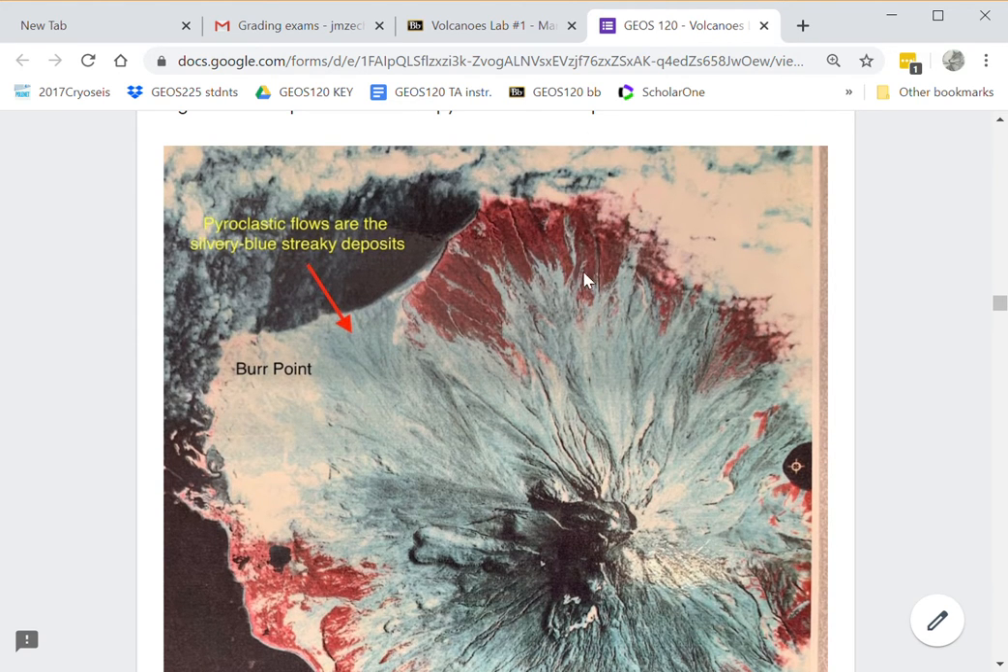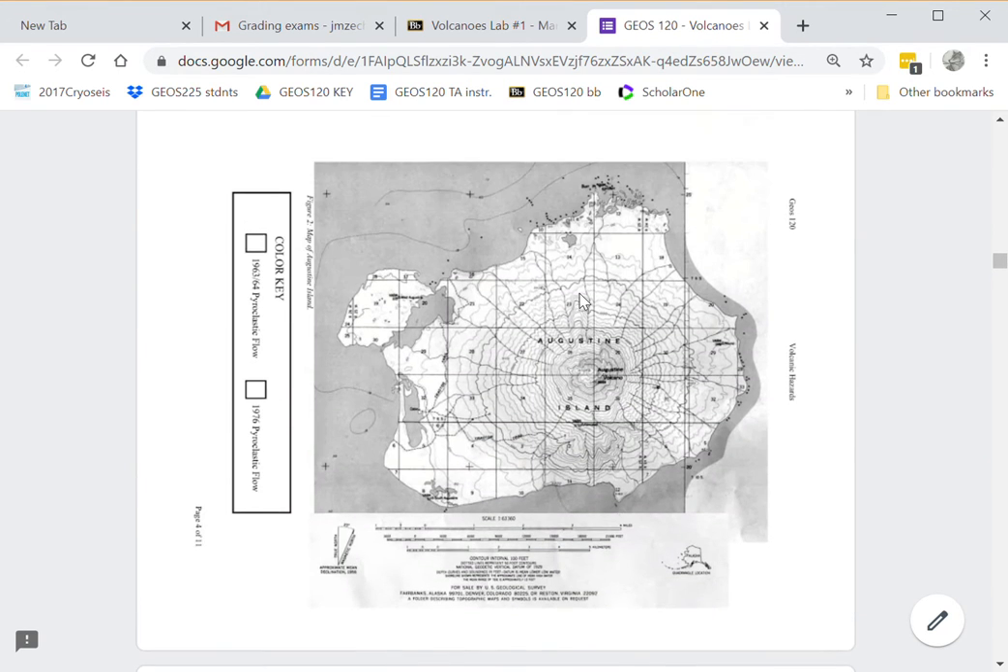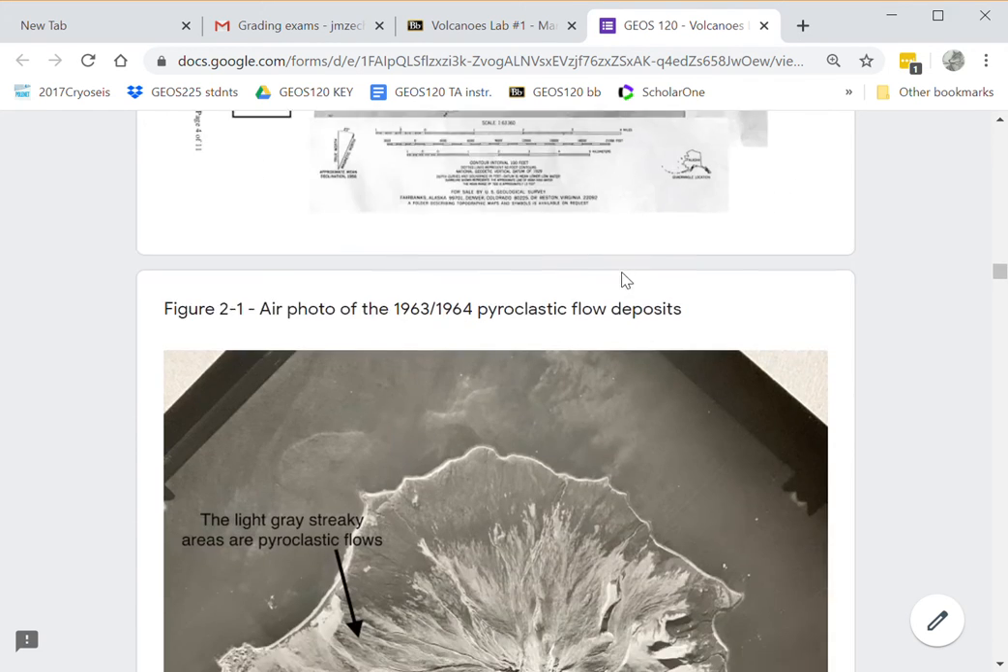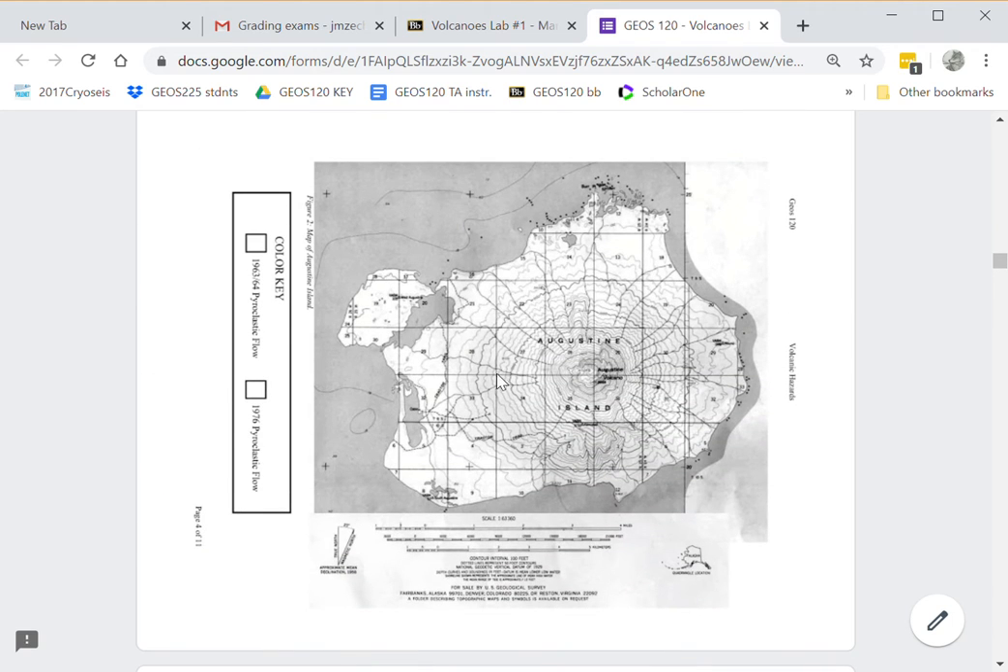And you're going to have to transfer those borders to this map right here. So one thing to note is that this map is turned on its side relative to these photos. So when you're doing your annotation, you're going to want to rotate this so that this little caption here is on the bottom.